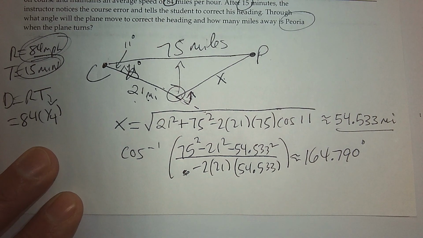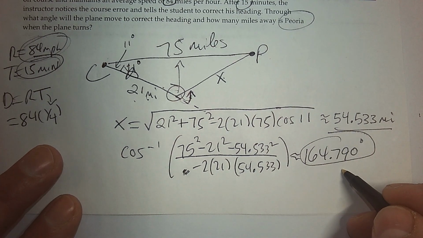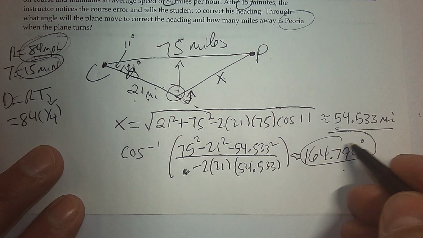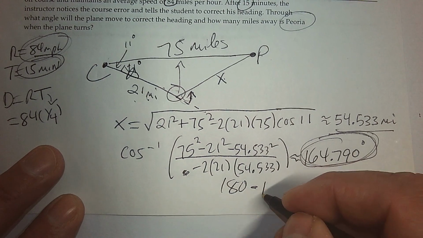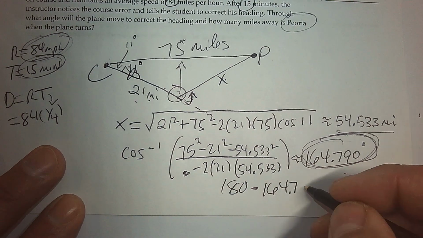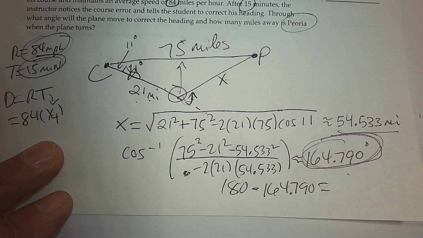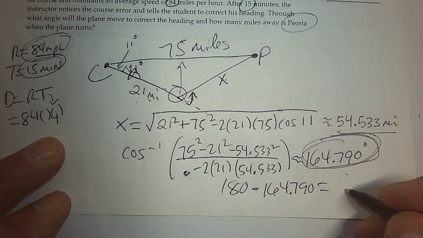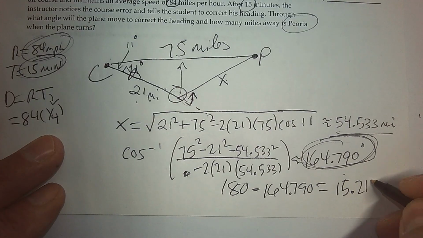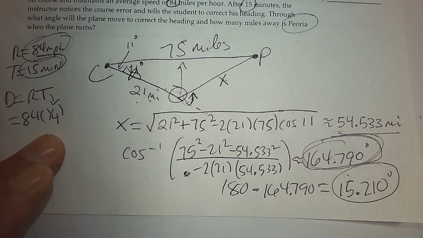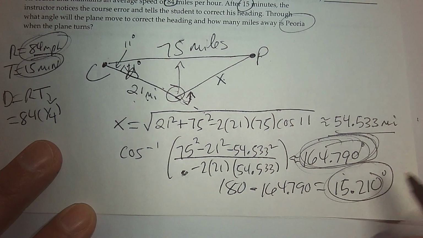But that's not the angle the plane is going to turn. That would be a big angle, right, that the plane would turn to be off course? So that's the angle inside the triangle. How do I find the turning angle that the plane needs to turn? So we're going to subtract 180. So 180 subtract that. And the actual turning angle is 15.210. So how far is the plane away and the turning angle?